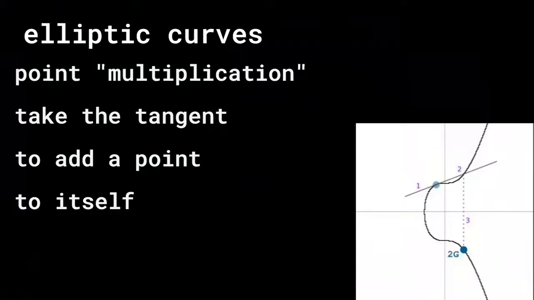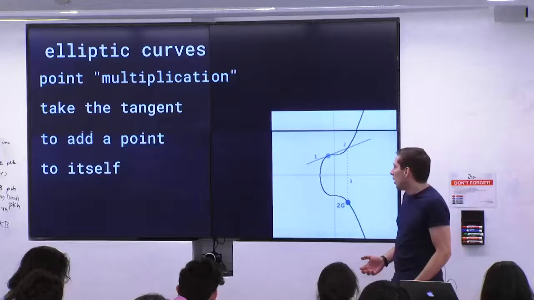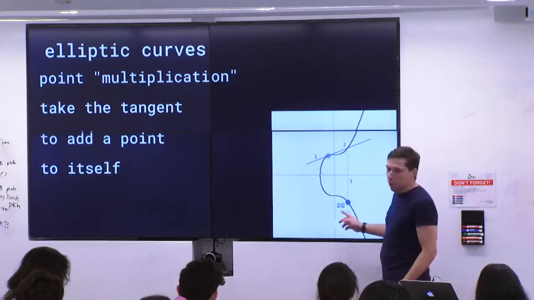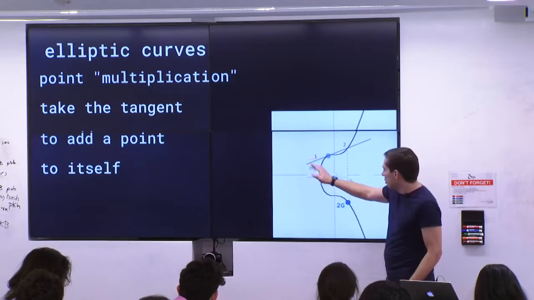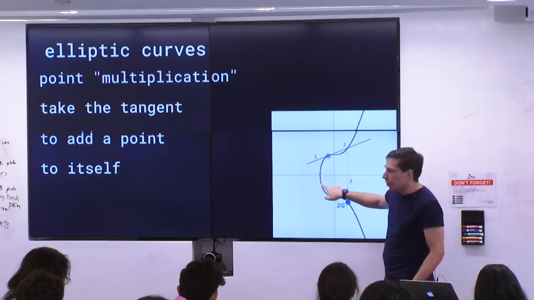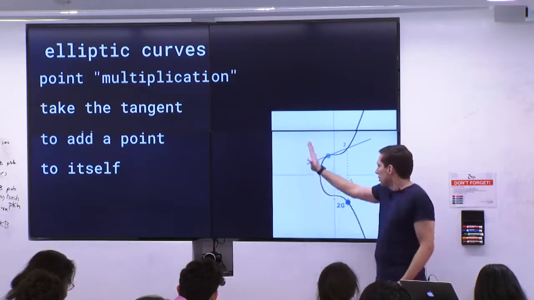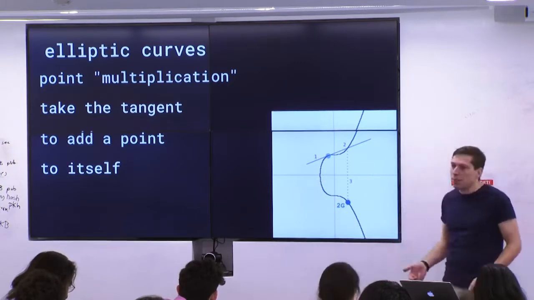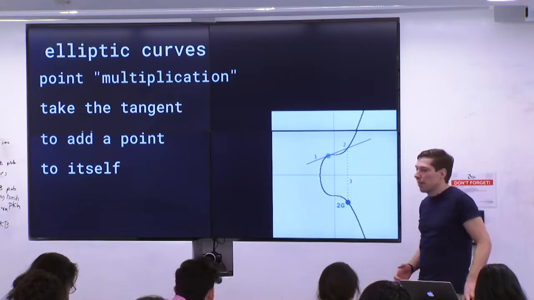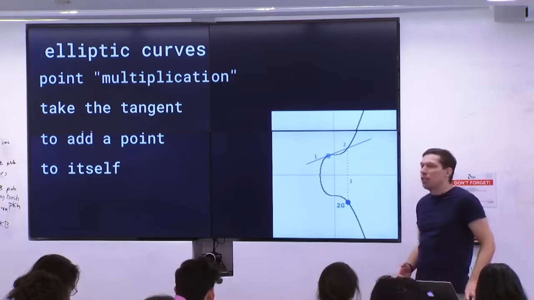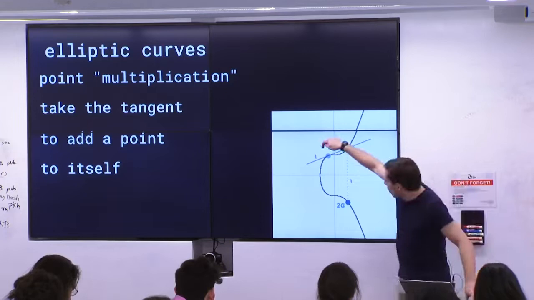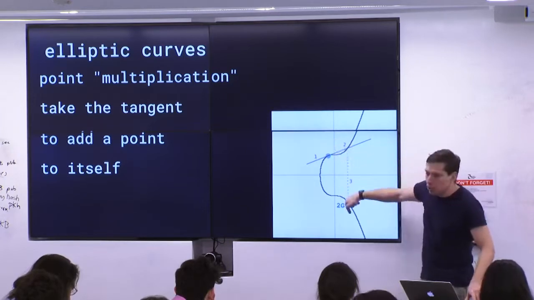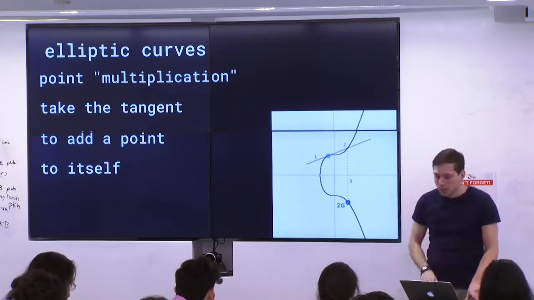It's a simple way to say, well, I'm not really multiplying, I'm just adding it to itself, which is sort of what multiplication is. And I can do this again and again. So I say, oh, I want 4G. I take the tangent at 2G, find the intersection here, drop down, okay, here's 4G. I can keep doing that and get 2G, 4G, 8G. And if I want intermediate things like 3G, I draw a line between G and 2G, find the intersection, and find the sum.